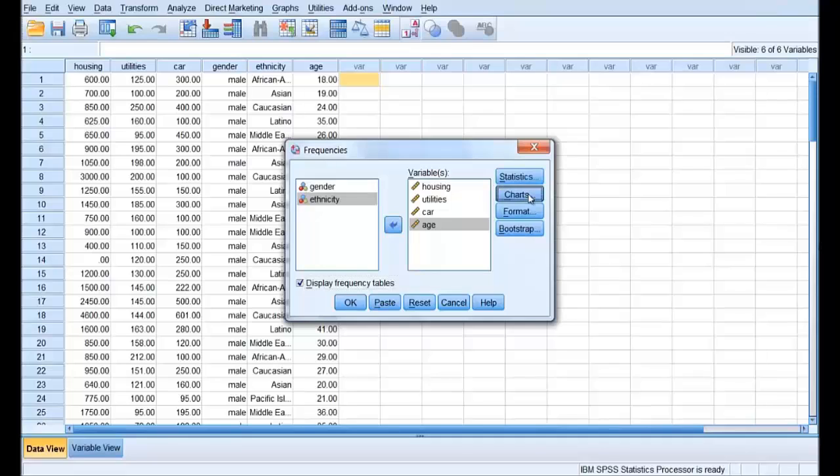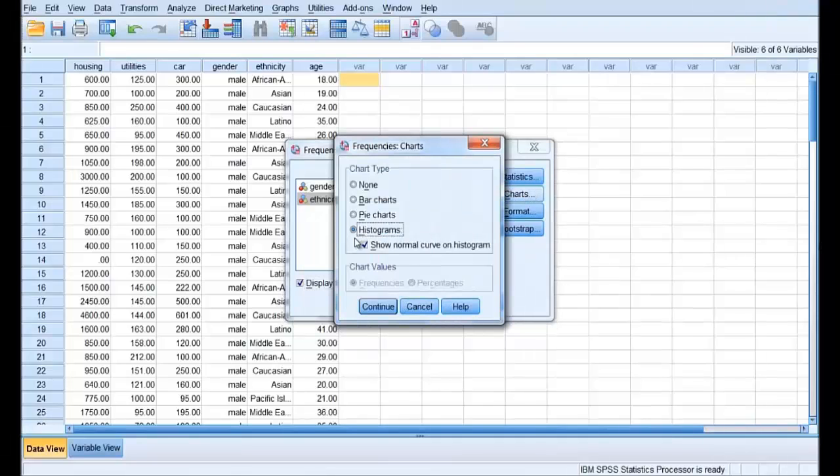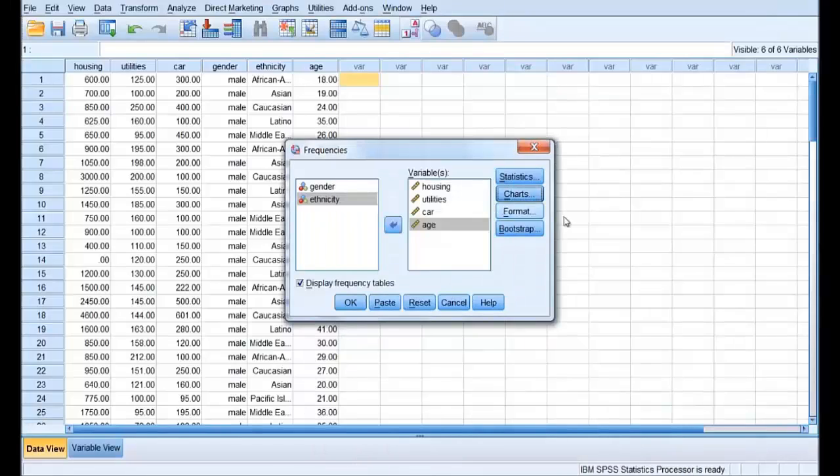Go to charts. Make sure to click on charts, and we need a histogram of this. So click on the histogram button here and make sure that the show normal curve button is checked. So we want to see not only the histogram of the data, but what a normal curve looks like on top of that. So click those two and press continue. We are ready to go. We are ready to get all this information, and it's a lot. So once you're ready, click OK.